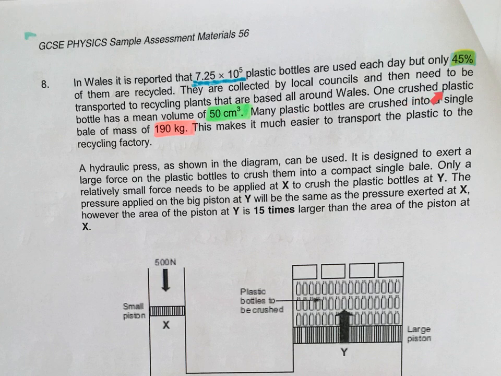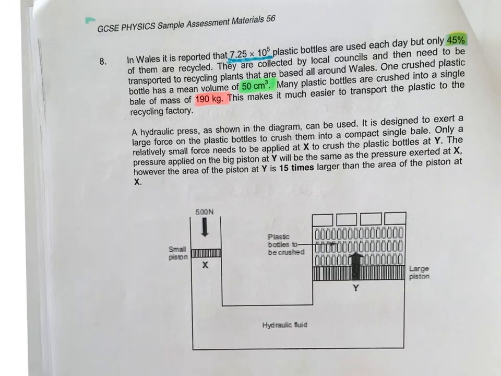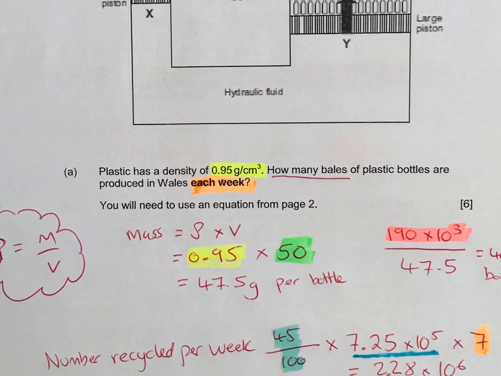Now, the mean volume of one crushed plastic bottle is 50 centimetres cubed. But we get them, and they're all crushed into a bale with a mass of 190 kilograms. Okay, so that's all fine. And I think this bit's for the next question anyway. Okay, so plastic has a density of this. How many bottles are produced each week?